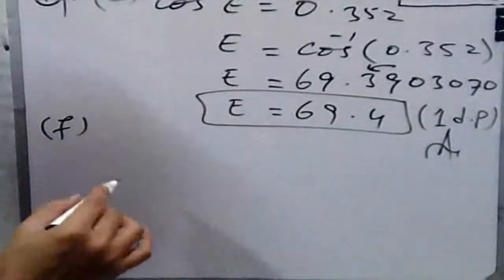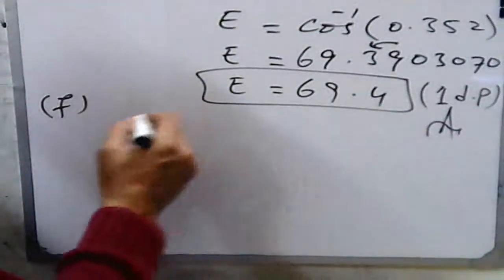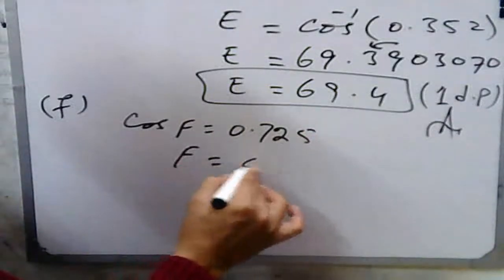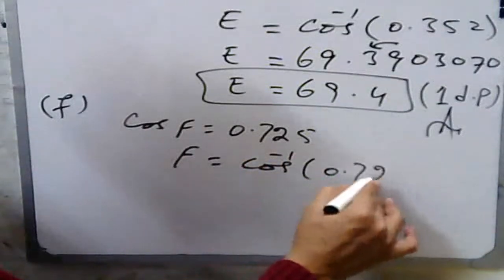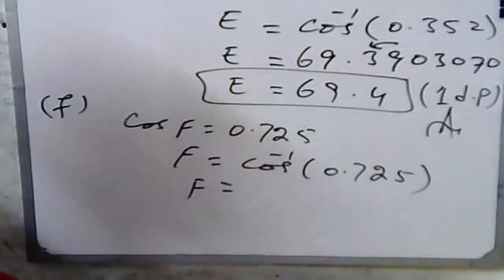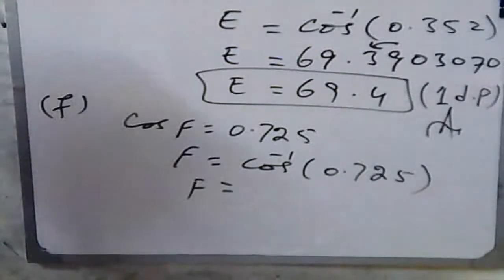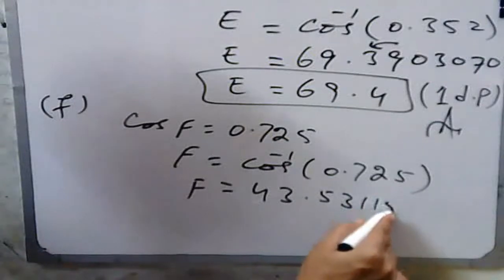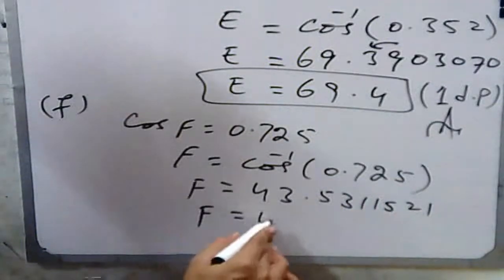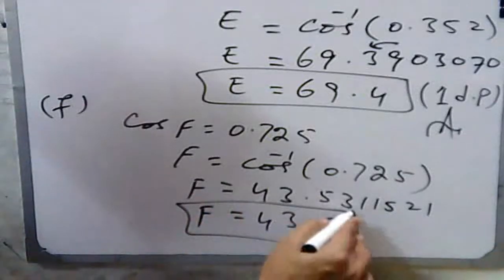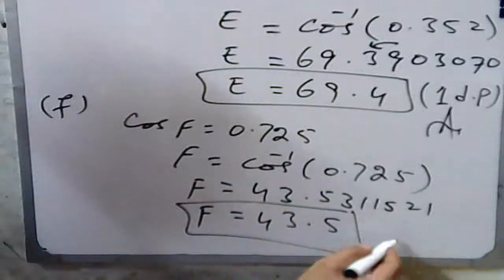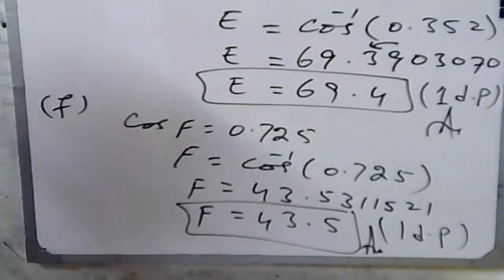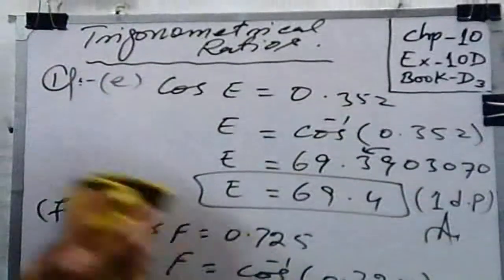Now coming to the next part, that is cos f is equal to 0.725. We need the angle f, it will become cos inverse 0.725. By the same methodology, use the calculator to find the value. So the value is 43.5311 but we need up to 1 decimal place, so 43.5. Because it is less than 5, no need to add, so it is up to 1 dp is your required result.